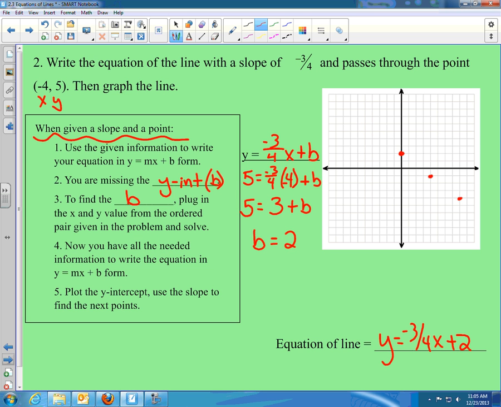We could also think of negative 3/4 as the same thing as 3 over negative 4. So we could go up 3, 1, 2, 3, and then to the left 4. Up 3 and to the left 4. All right, last step is don't forget to connect your line. If you don't connect those points, you haven't actually graphed the line.